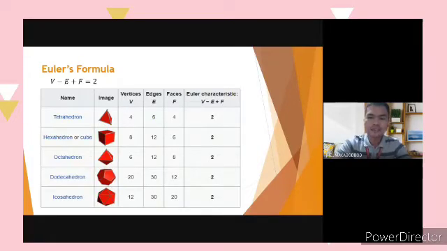There is a relationship between the number of faces, edges, and vertices in a polyhedron. This relationship can be represented as a math formula known as Euler's formula, as seen on the screen. Euler's formula is V minus E plus F equals 2, where V equals the number of vertices, E equals the number of edges, and F equals the number of faces.